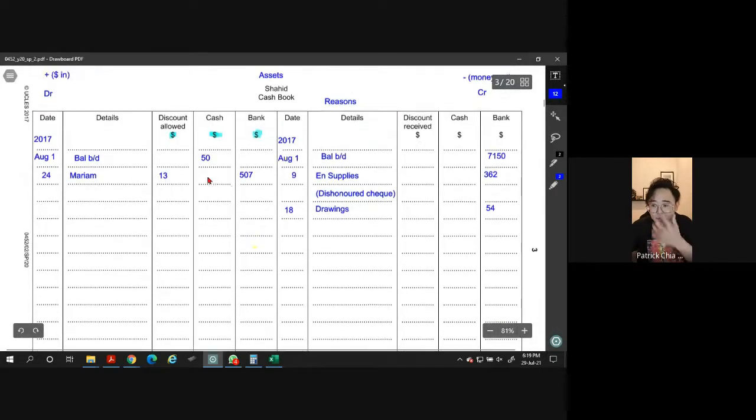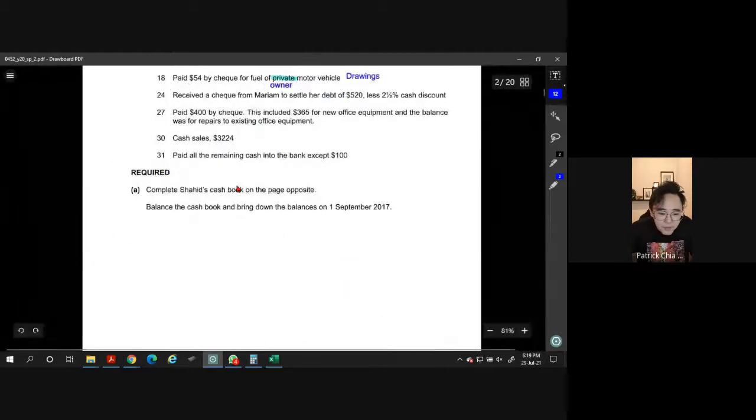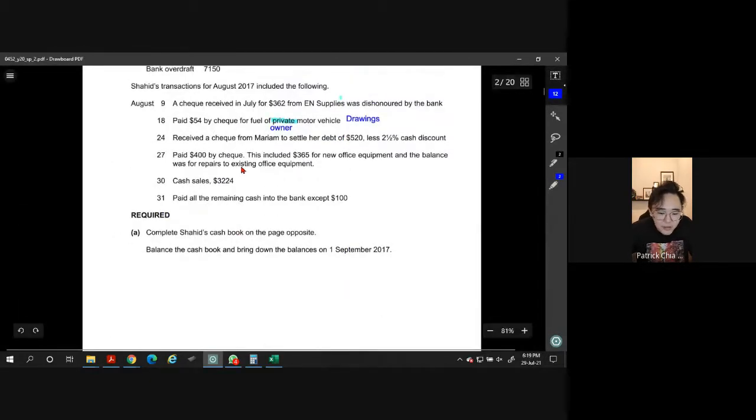Okay, let's move on to the next one. 27. Paid 400 by check. This included 365 for new office equipment, and the balance was for repair to existing office equipment. So is this money in or money out? You see the word paid, obviously money out.